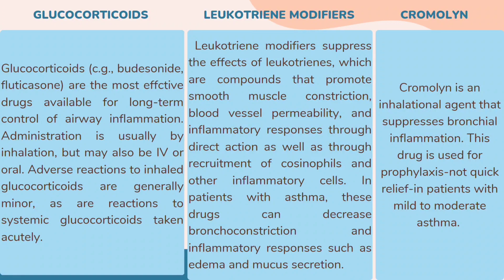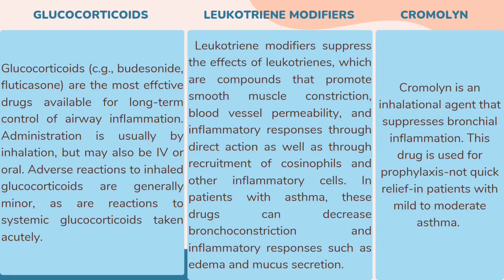The next anti-inflammatory drug is cromolyn. Cromolyn is an inhalational agent that suppresses bronchial inflammation. This drug is used for prophylaxis, not quick relief, in patients with mild to moderate asthma. Anti-inflammatory effects are less than with glucocorticoids. Therefore, cromolyn is not a preferred drug for asthma therapy. When glucocorticoids create problems, however, cromolyn may be prescribed as alternative therapy.